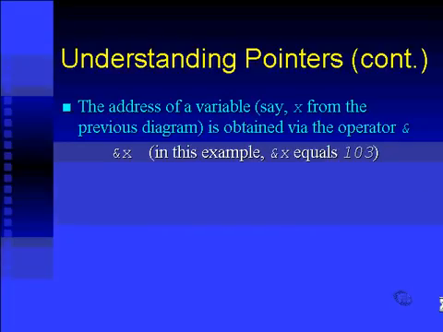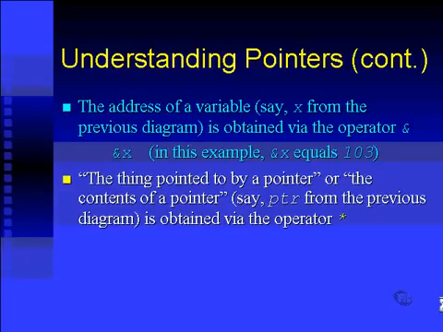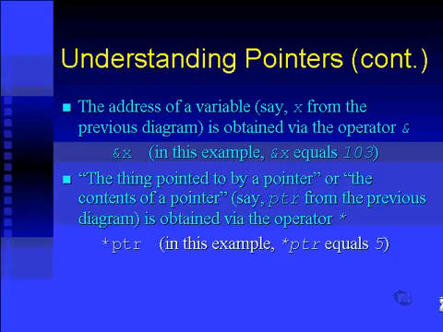But if you wanted to do that, in other words, you want to get the value of the thing pointed to by a pointer, or it's sometimes described as the contents of a pointer, the value of the thing pointed to by the pointer, and we'll use PTR from the previous diagram, you get that through the operator asterisk, or star. Some people say star, some people say asterisk. Doesn't matter. Anyway, the way you write it is star PTR. It's another operator. And it looks like this. Star PTR.